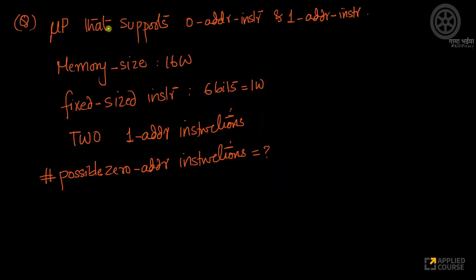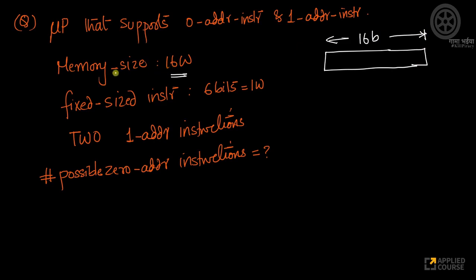Imagine I have a microprocessor that supports both 0 address instructions and 1 address instructions. Let's assume my memory size is 16 words. Very simple question. Which means, what is my memory address size? Since it is 16 words, how many bits do I need?